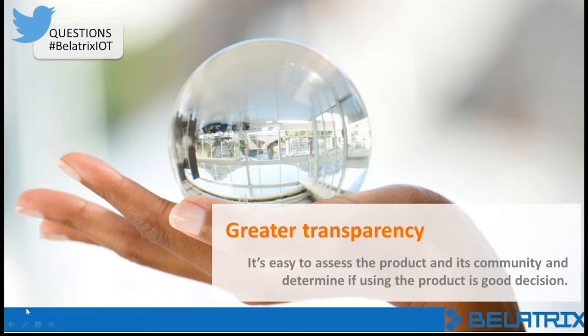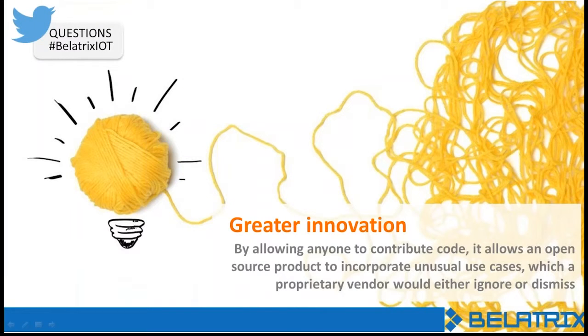Next one is greater innovation. Open source development reflects Bill Jones' law: no matter who you are, most of the smartest people work for someone else. And that's the truth for all software vendors. So using a product with a potentially much larger developer base enables access to greater innovation. There is another way this is true. By allowing anyone to contribute code, an open source product can incorporate initial use cases which a proprietary vendor would either ignore or dismiss.